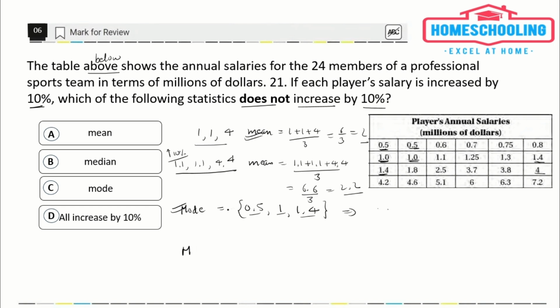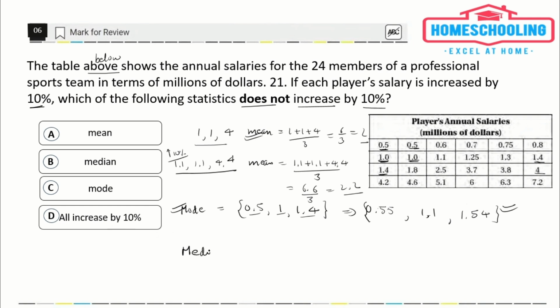So what is going to be if we increase these three modes by 10%? Then it's going to be 10.55. One would be 1.1 and 1.4. If we increase it by 10%, it's going to be 1.54. So we can say that if we increase the value or the modes by 10%, then the final answer would also be increased by 10%.